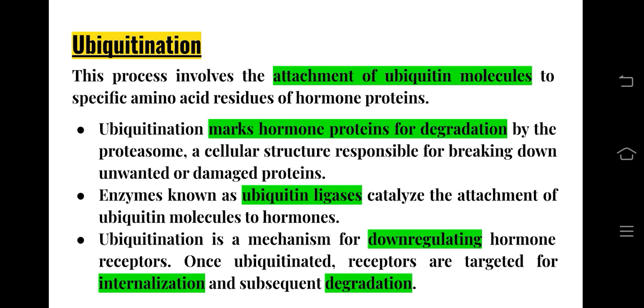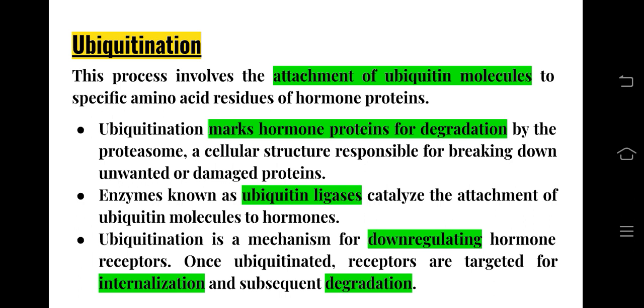Ubiquitination. This process involves the attachment of ubiquitin molecule to specific amino acid residues of hormone proteins. Ubiquitination marks hormone proteins for degradation by the proteasome, a cellular structure responsible for breaking down unwanted or damaged proteins. So, ubiquitination acts as a degradation tool, or something which triggers degradation or marks this particular hormone protein for degradation. Then enzymes known as ubiquitin ligase catalyze the attachment of ubiquitin molecules to hormones.